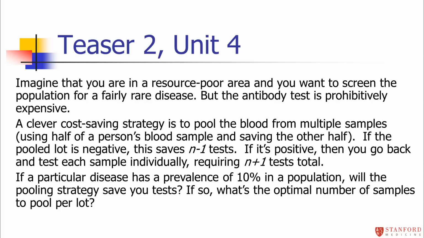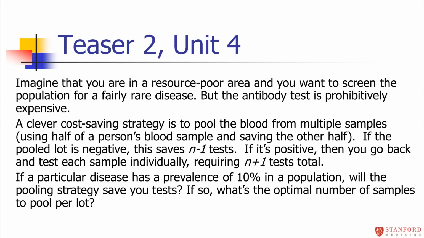The second teaser for this week is also a practical problem, but it's a little bit more on a serious note. So imagine that you are in a resource-poor area and you want to screen the population for a particular disease. So for example, maybe you want to screen all pregnant women for HIV. But for the area that you're in, the antibody test is so expensive that it actually is prohibitively costly. It's too expensive to screen everybody. So people have come up with all sorts of clever strategies in this situation. One of them is to pool the blood from multiple samples.